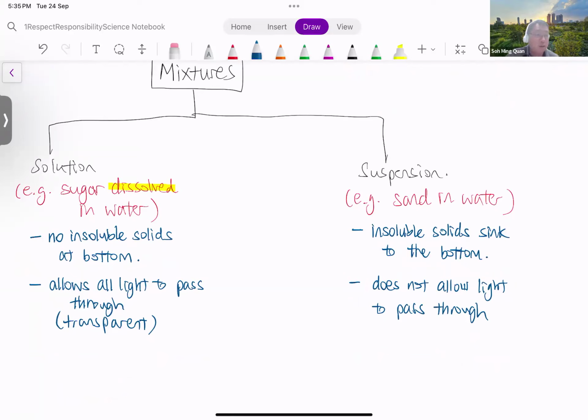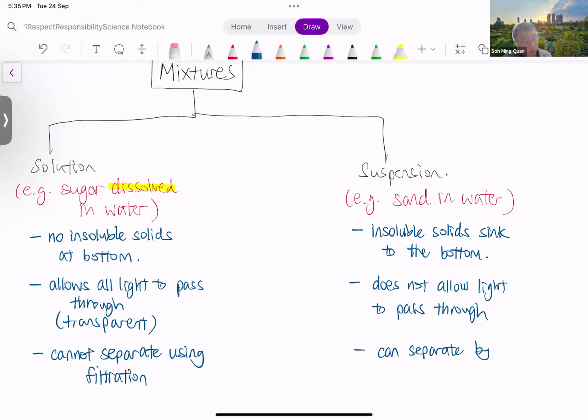Okay, and the final important difference: for a solution, because everything is dissolved, you cannot separate it using filtration. There's no solid to filter out. The solid is dissolved in water. So like sugar dissolved in water, you cannot filter the sugar because the sugar is already dissolved. You need to use another method to get the sugar back. Whereas for a suspension, like sand in water, you can separate it by filtration. Okay, so these are the broad differences between solutions and suspensions.